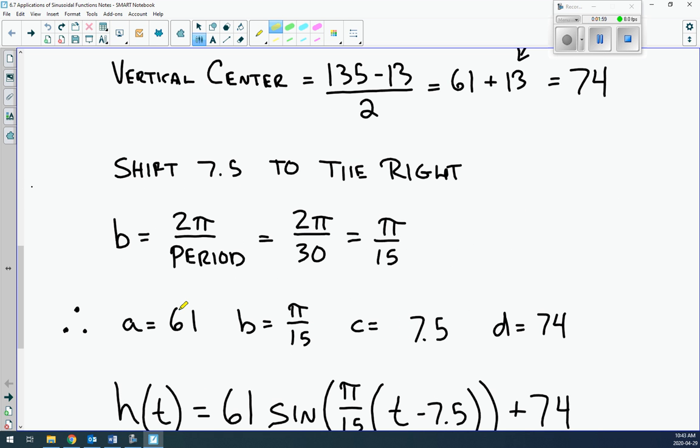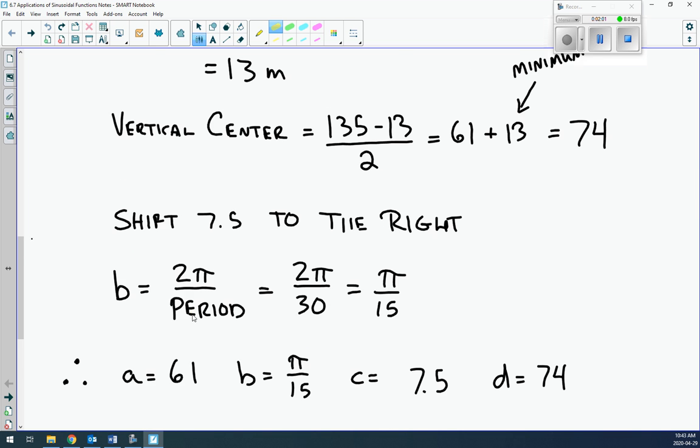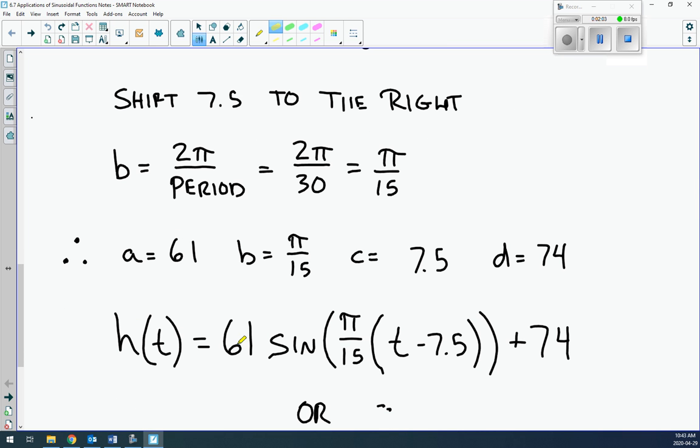So actually we have everything. That's pretty simple when you look at A, B, C, and D. If it's a sine, 61 is our vertical stretch, then the whole thing has been shifted up 74. We change our period, so it's 2 pi over that, and then it's shifted 7.5 to the right. That's an easy one with a sine.